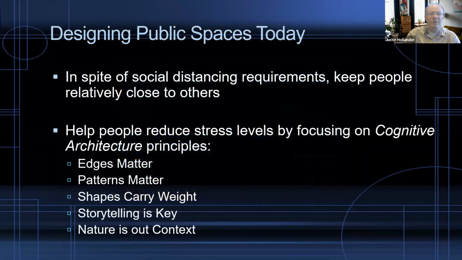So I started this talking about public spaces and the need to keep people far away when we socially distance, but clearly what the biometrics are revealing is that we need to see other people, we need to be close to people, and so focusing on these principles is really key to reducing stress levels and making people feel comfortable and healthy during the pandemic.